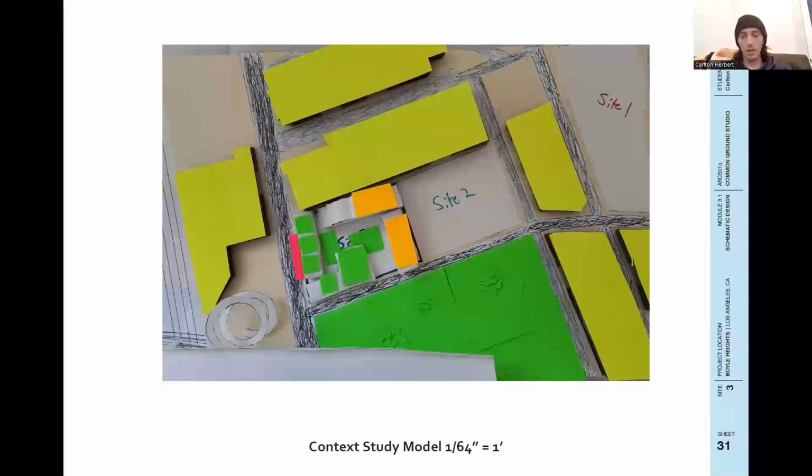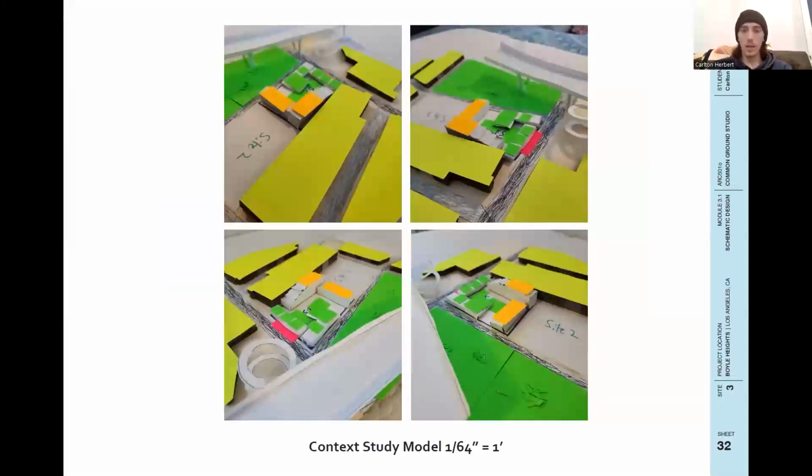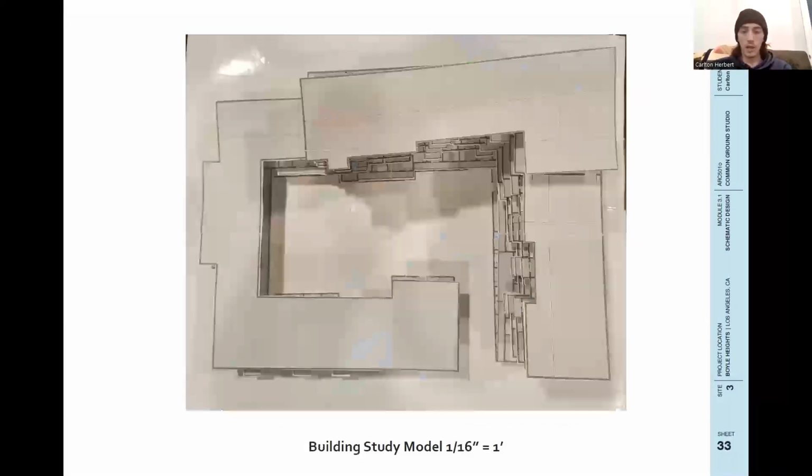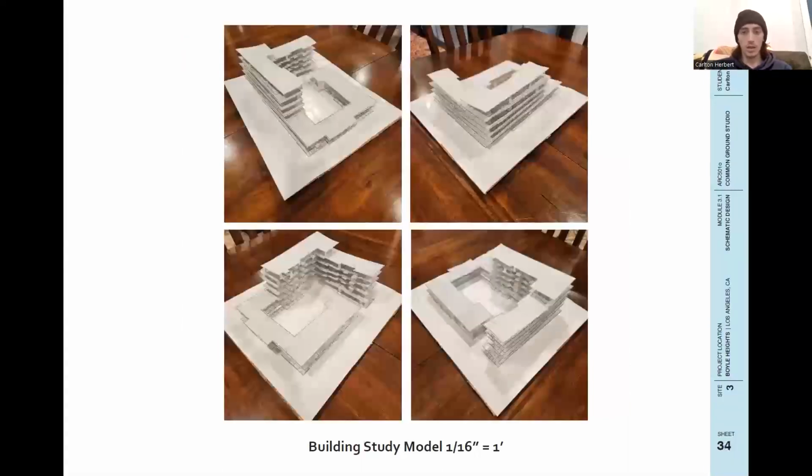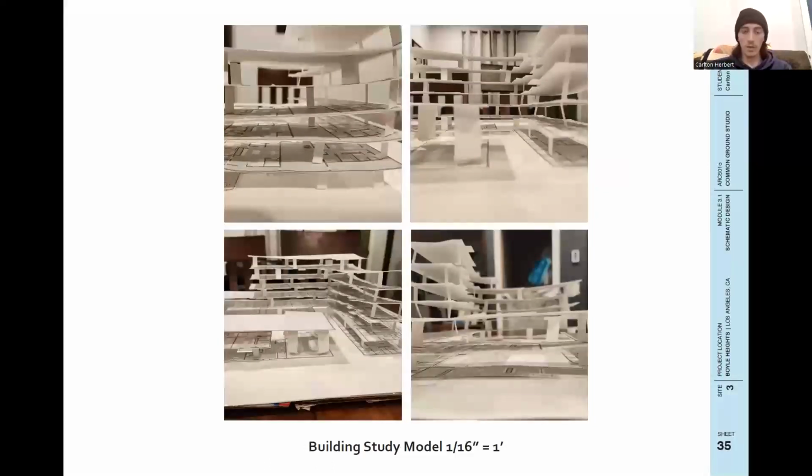Here's the study model I put together for site context at a smaller scale, 1/64 of an inch to a foot. And here are some more views of that. After that, I decided to do a bigger scale model, focusing just on the building itself at 1/16 of an inch to a foot. So here are some views of that. Basically, I got all of those floor plans printed out to scale, and then cut out and stacked on top of each other, so you can get a view of each of the floors and see through the whole building there. And here are more views of that.